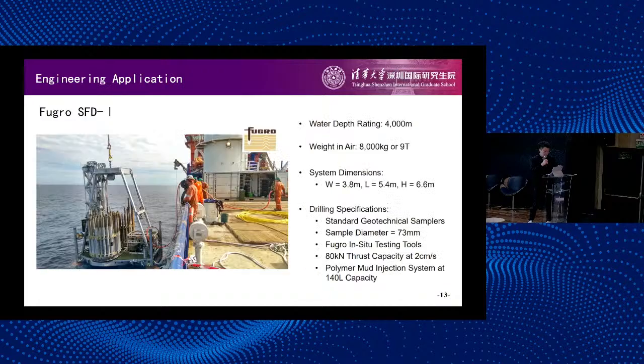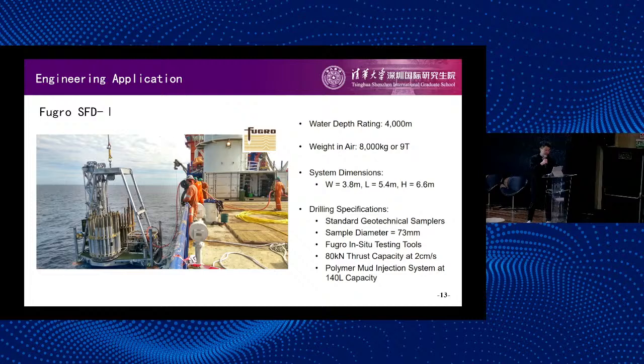Okay, now you may know what the subsea drilling rig is, but you may not be clear about its advantages in deep sea mining. Here I would introduce an engineering application example using the SDF1 from Fugro, which is suitable for water depths of 4,000 meters and drilling depths up to 150 meters, with in situ testing function. It is a typical third generation drilling rig. Here are some distinguished parameters.